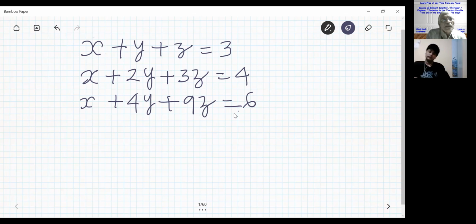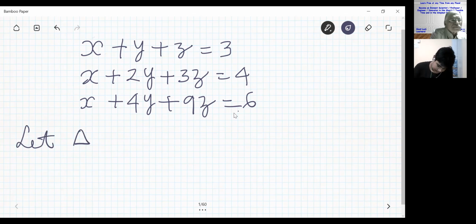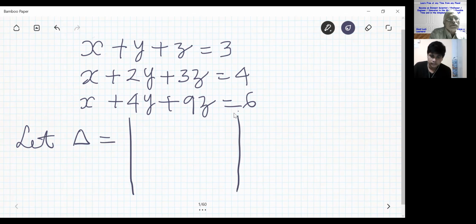Yes, sir. Okay. Now you write let delta is equal to. Now you have to write the determinant which has got 3 rows and 3 columns because there are 3 variables x, y, and z. So coefficients of x, coefficients of y, coefficients of z should be written in first column, second column, third column. So how do you write? First column we will take it as x plus y, x, y, z, sir. No. We have to write the coefficient of x in the first column.